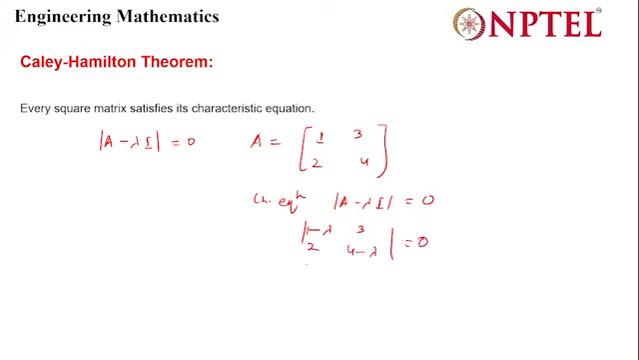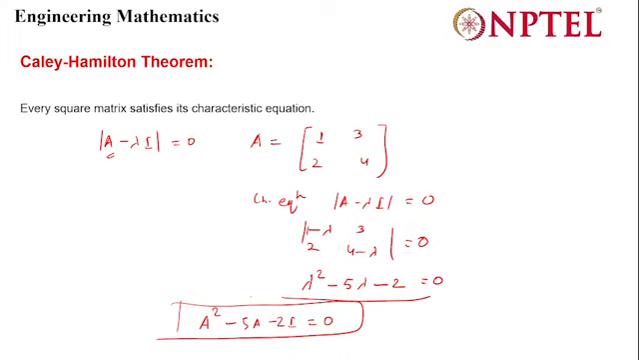1 minus lambda, 3, 2, 4 minus lambda is equal to 0. If you solve this, you will get our equation lambda square minus 5 lambda minus 2 is equal to 0. So according to the theorem, your matrix will satisfy this equation. What does that mean? That means A square minus 5A minus 2I is equal to 0. Okay, this is the equation. So why do we learn about this theorem? With this theorem you can easily find the A inverse or greater power of the matrix. So how do we do that?